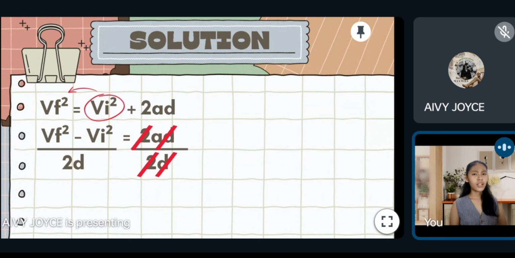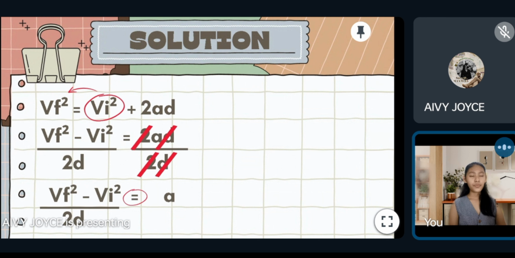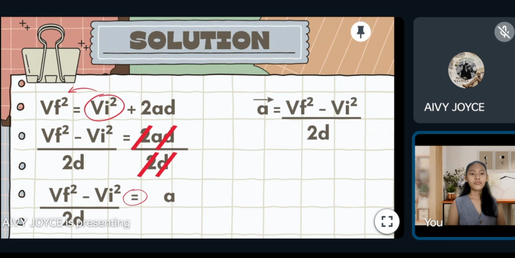So question, why are we not canceling on the other side of the equation or formula? Since we don't have the same unit or number, we're not going to be able to cancel anything from that side. So it will be like this. And then since it is an equal sign, we're not going to change any sign for this one. So it will be acceleration is equal to final velocity squared minus initial velocity squared over 2d.